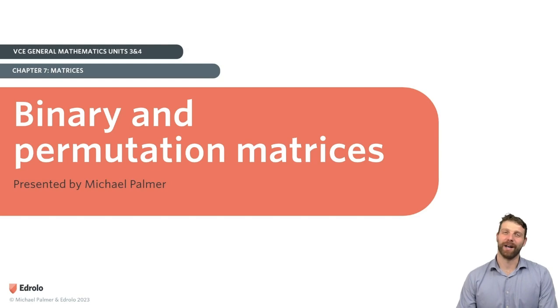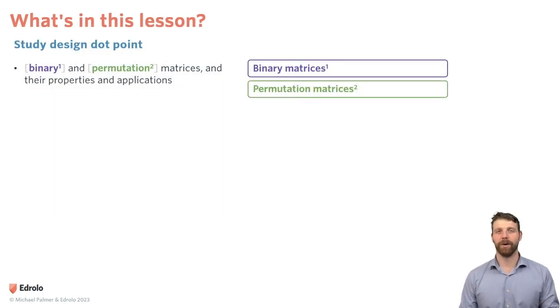Hi, can you spot the similarities between permutations and pet minotaur? Today's lesson is on binary and permutation matrices. Let's have a look. Today we've got 2 main points. We've got binary matrices and permutation matrices.